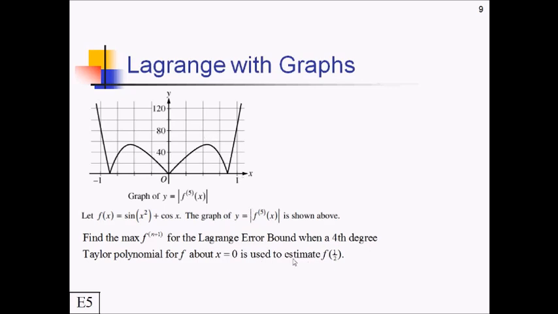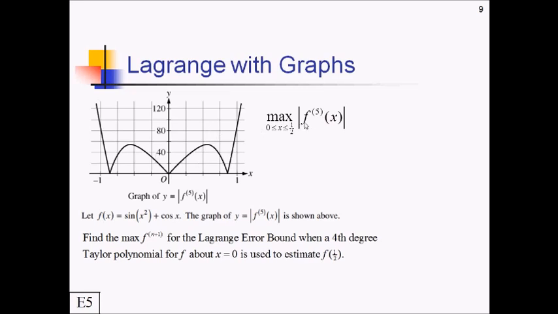So our interval on this one, we're centered at 0, inputting 1/2, so 0 to 1/2. And then we're using a 4th degree polynomial, so this would be the 5th derivative that we need to maximize. And the only information we have is this graph. I mean, I guess we could take 5 derivatives of this crazy expression, but that's going to get ugly real fast. So let's just look at the graph here.